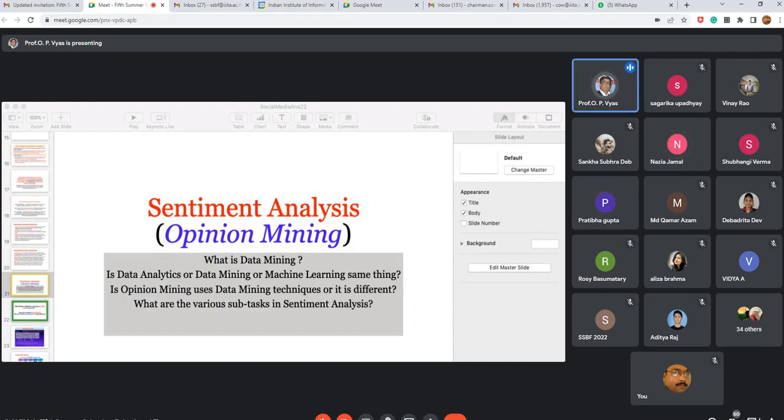Okay. So Nazia, want to say something here? Yes, sir. As per my understanding, it basically means extracting the trends and patterns from a particular set of data so as to make useful analysis. Very good. Very good. Anybody else?